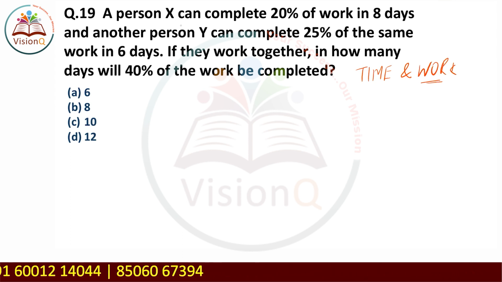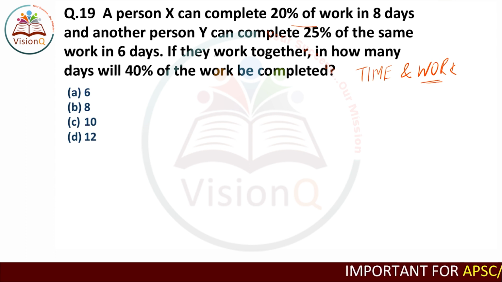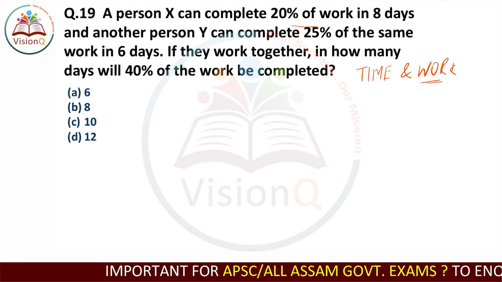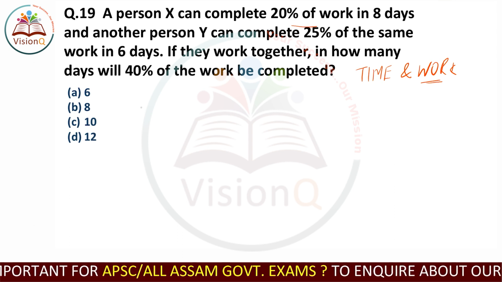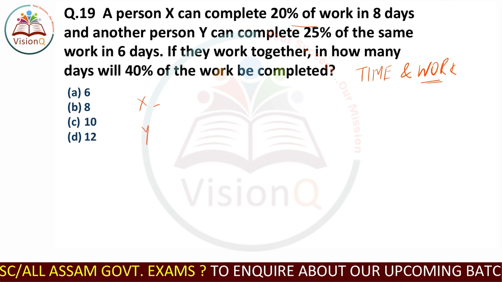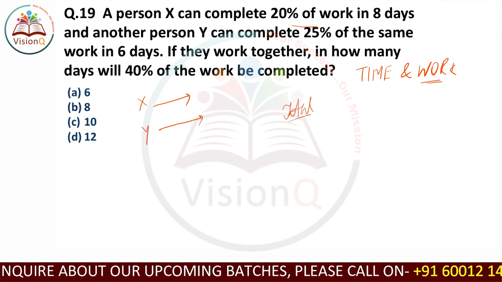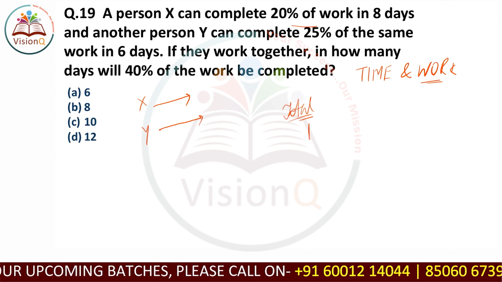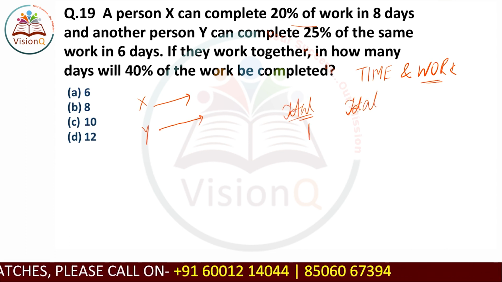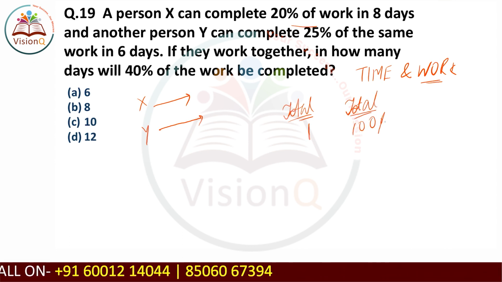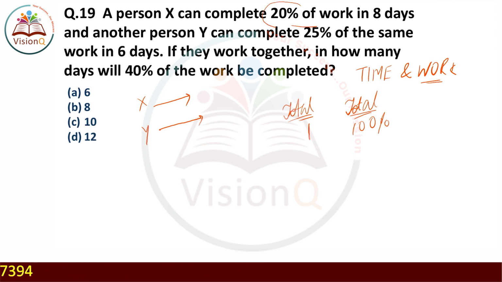A person X can complete 20% work in 8 days and a person Y can complete 25% work in 6 days. Now, in such questions, you always need to find out in how many days the total work is done. Total in terms of fraction is 1, and in terms of percentage it is always 100%. These values are in percentage, 20% and 25%.